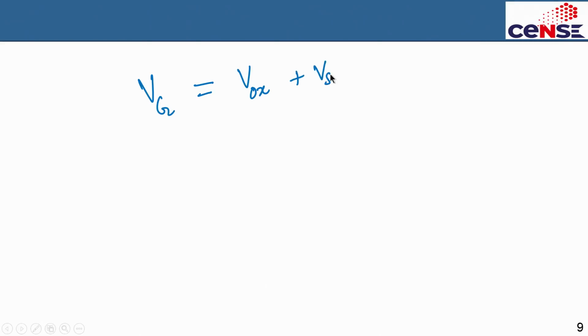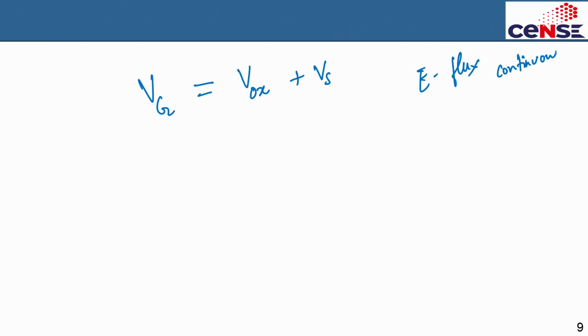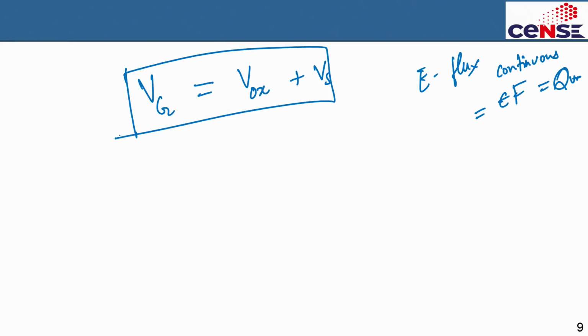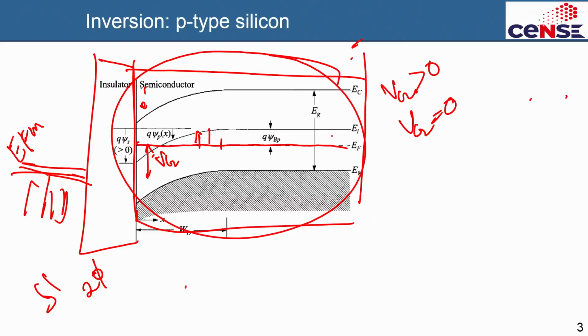Now, if you recall in a diagram like this, the electric flux has to be continuous across the interface. That will be given by epsilon times the field, and that has to be equal to the total charge that you are storing. So, let us keep this equation as it is. There's an insulator here, there's a metal here, so the epsilon times the field in the insulator has to be equal to epsilon times the field in the semiconductor.